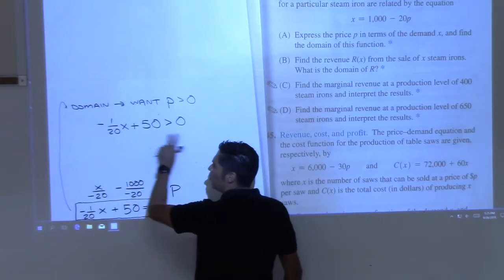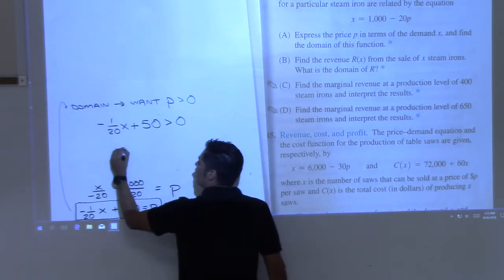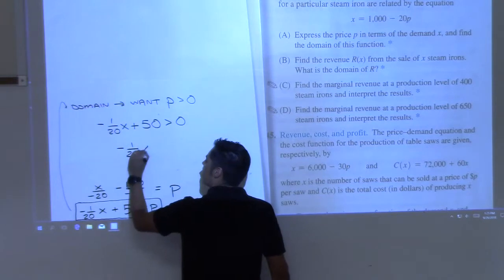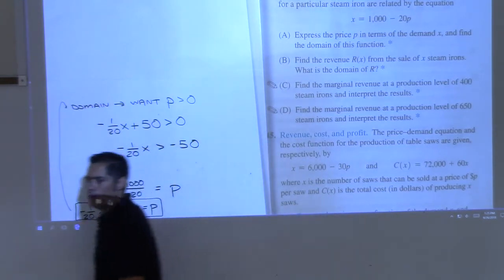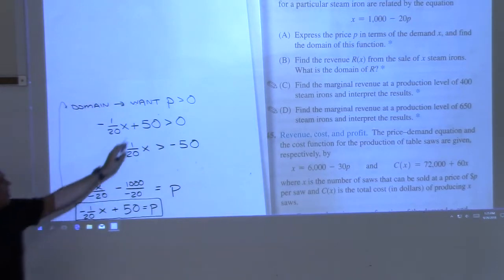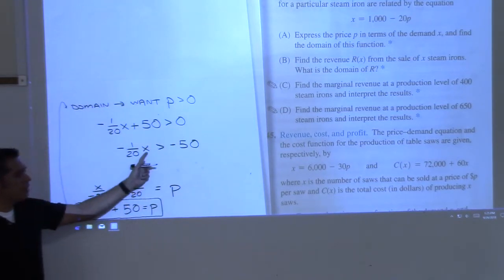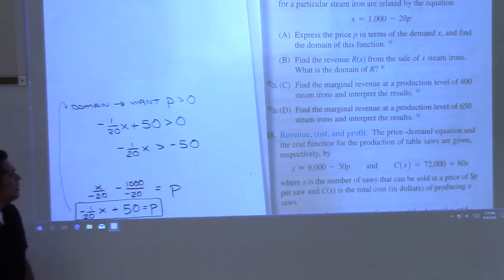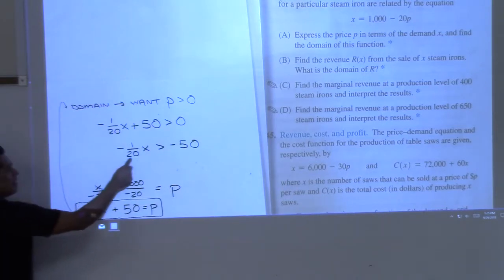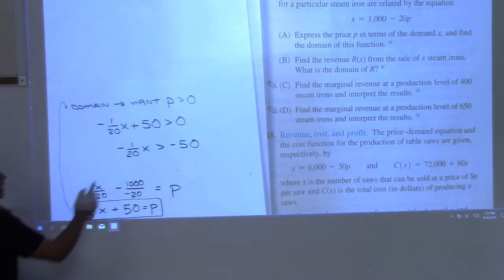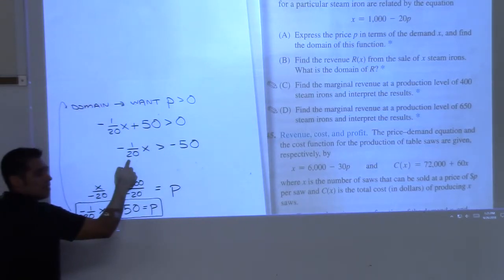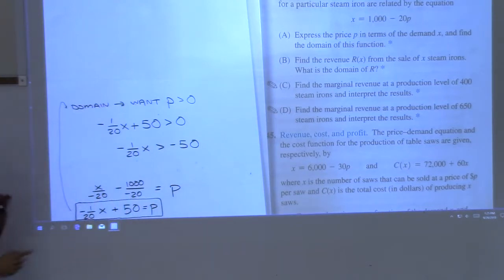We can work with this algebraically. We can subtract 50 on both sides. That would move this over, right? I'm trying to solve for x right now. How could I get rid of this right here? Multiply by what? Negative 20. Negative 20 on this side, negative 20 on that side.